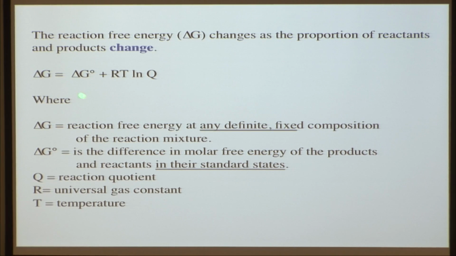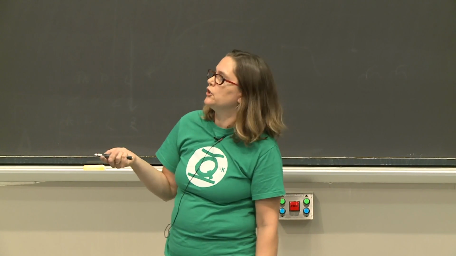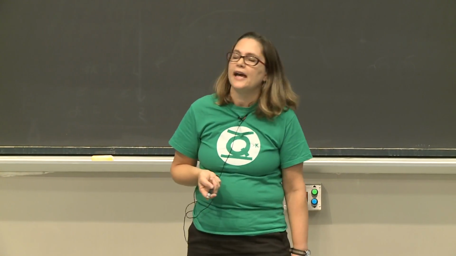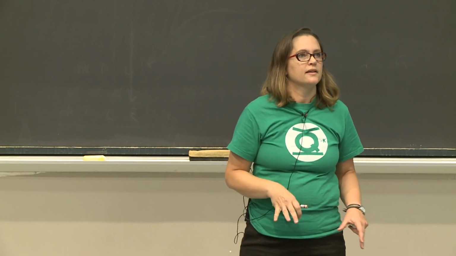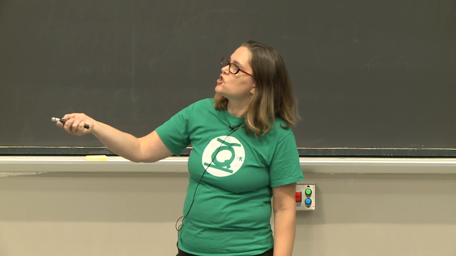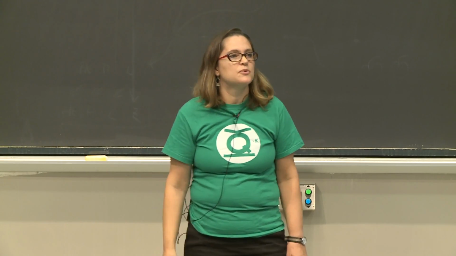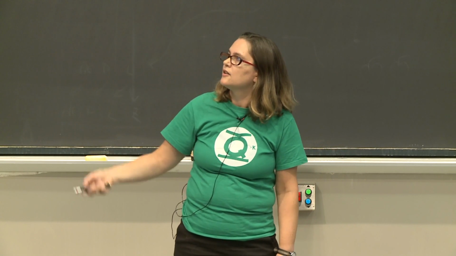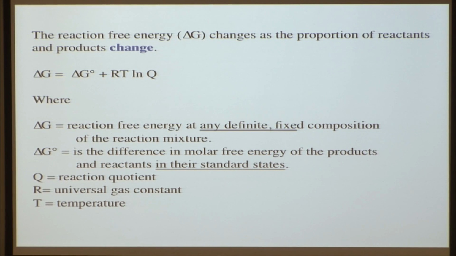So delta G equals delta G naught plus RT natural log of Q. So let's think about these terms. Delta G is Gibbs free energy at some particular point, at some ratio of product to reactant. Delta G naught is Gibbs free energy under standard conditions, in their standard state. Q is our reaction quotient, products over reactants. And R is the universal gas constant, and T is temperature.